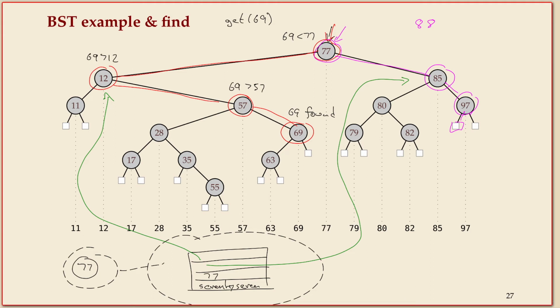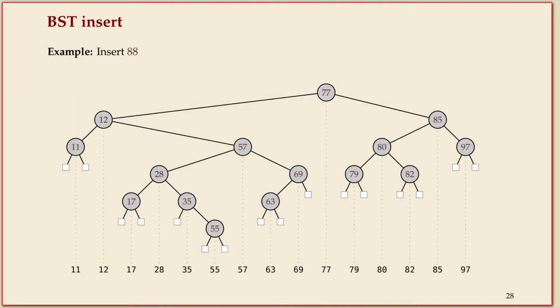I hope it's clearer now. Good. So finding things in a binary search tree is just like binary search, and we could already do that on an array. So that's not really where things get interesting. So let's do something interesting. I praised these as being dynamic, so let's insert something.